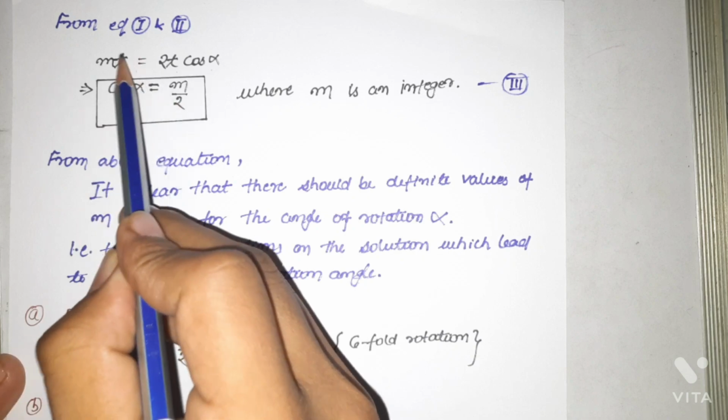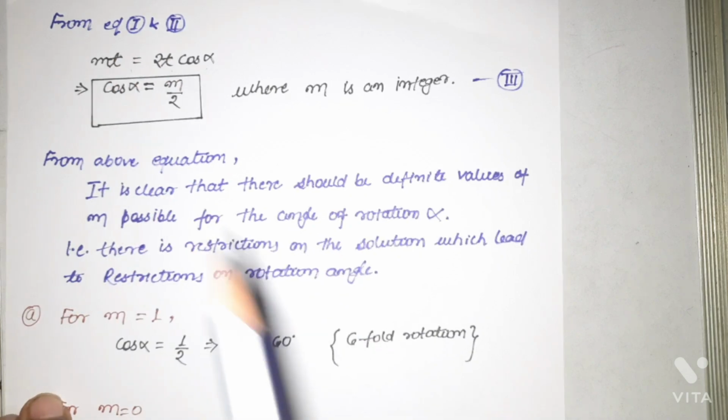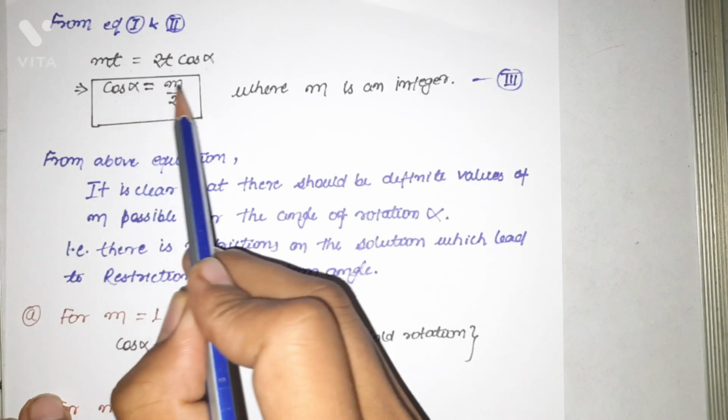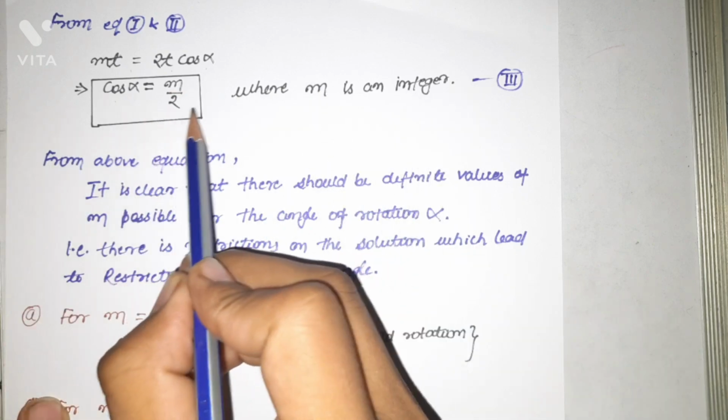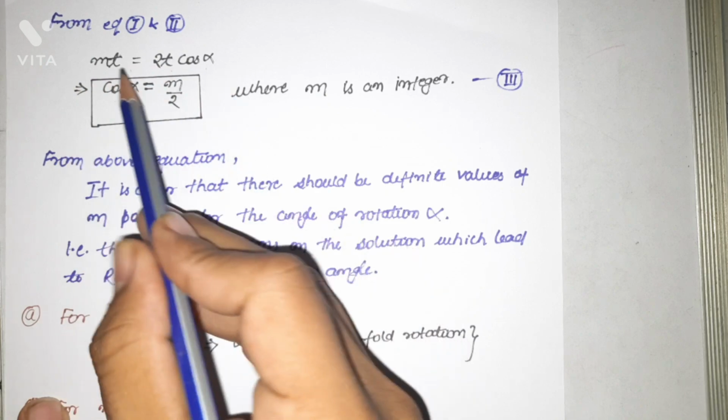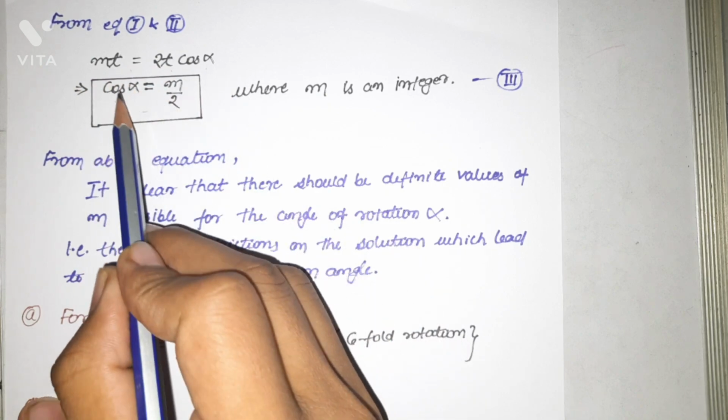Now from here t to t cancel out, and cos alpha will equal m by 2, where m is an integer. Now all the game depends upon this equation. Cos alpha is equal to m by 2.